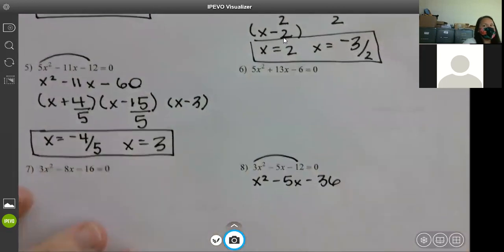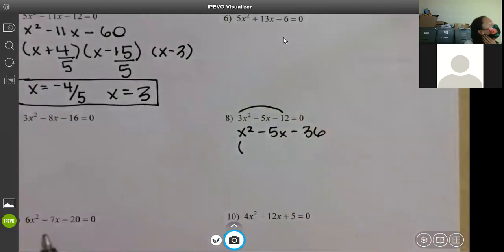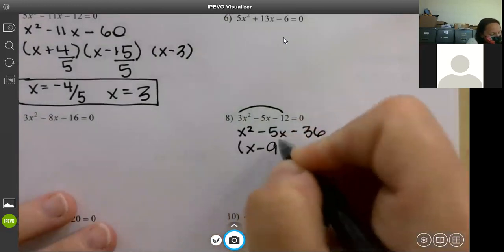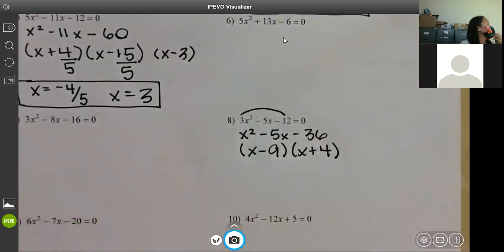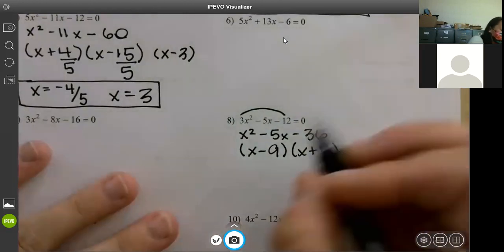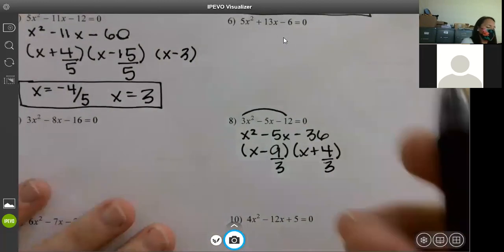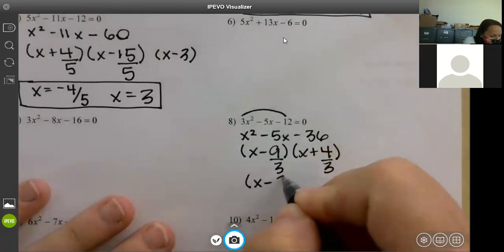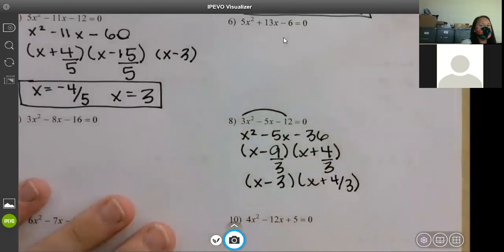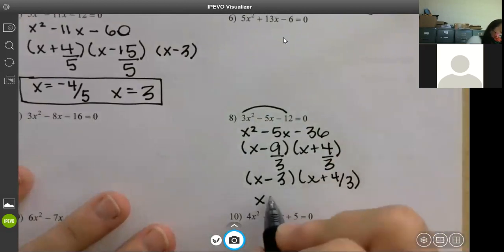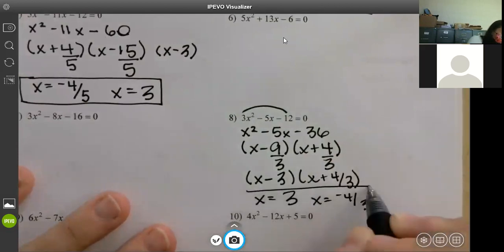Factors of negative 36 that add to negative 5. Negative 9 and positive 4. Again, if you don't know them or you want to be lazy, use your calculator and find those. It's perfectly fine. We're going to divide by 3. Negative 9/3 reduces to negative 3. This one doesn't reduce. So what are your two answers? 3 and negative 4/3. Perfect.